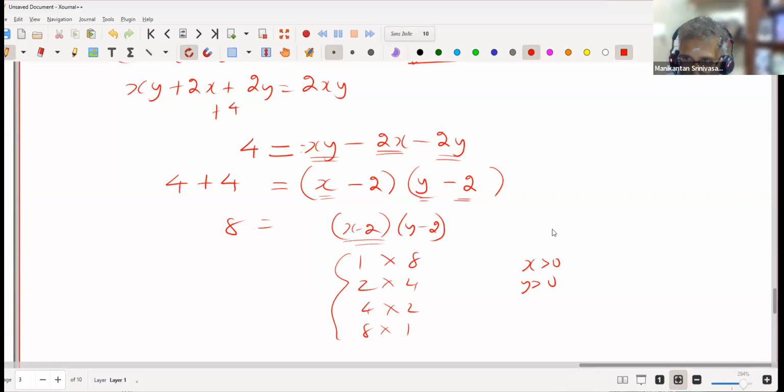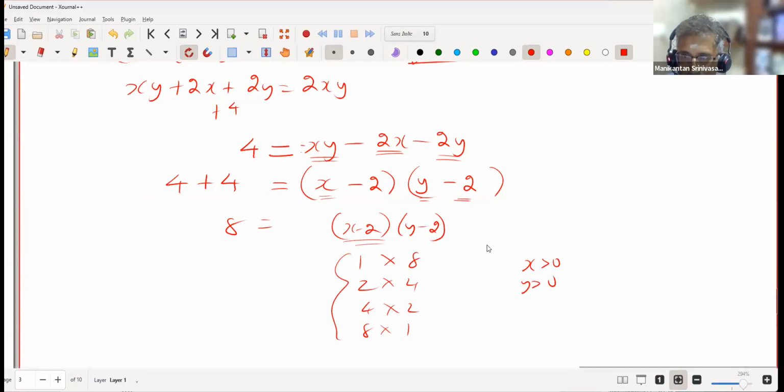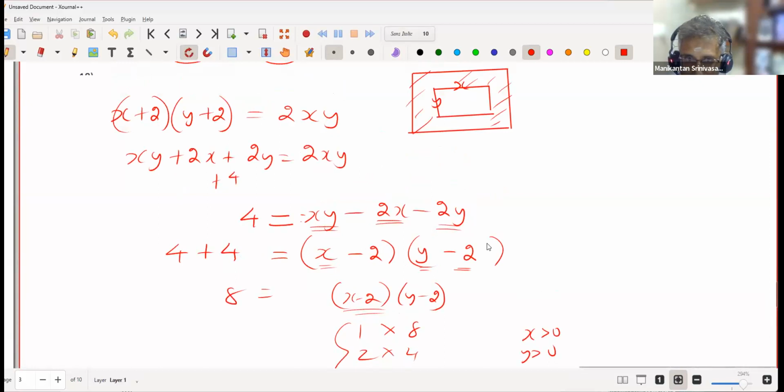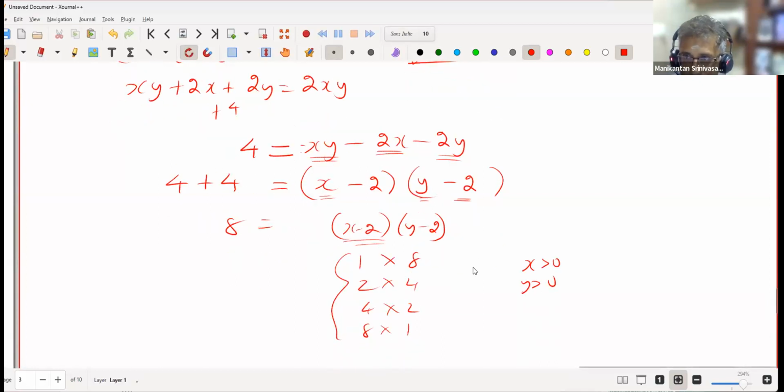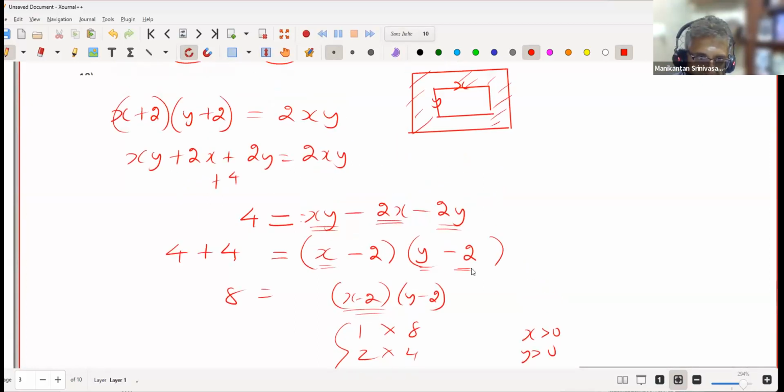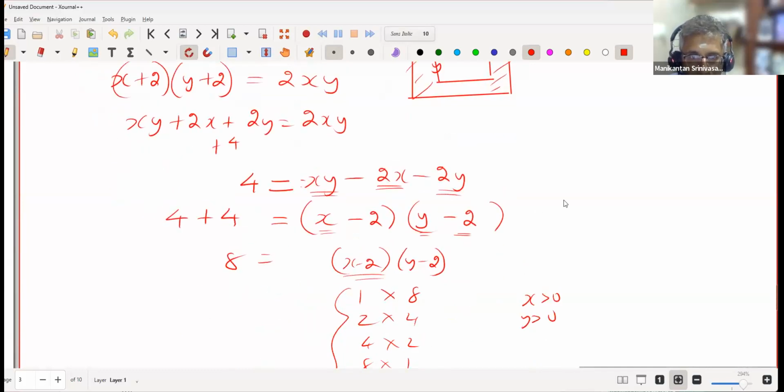I don't have to worry about the individual numbers. Maybe I can just use one to check, but otherwise I don't care. I only care about the count. Right? Does it make sense? So 4 ways. And this factorization technique is very important, right?